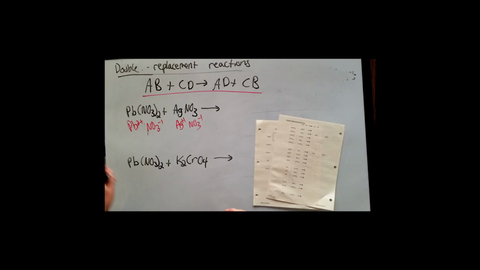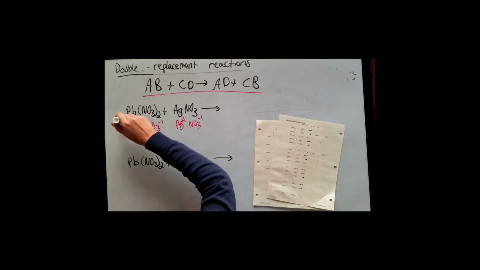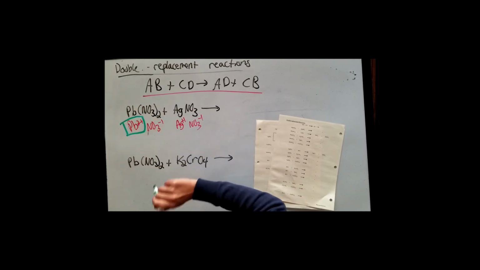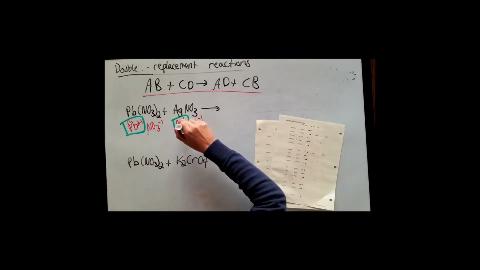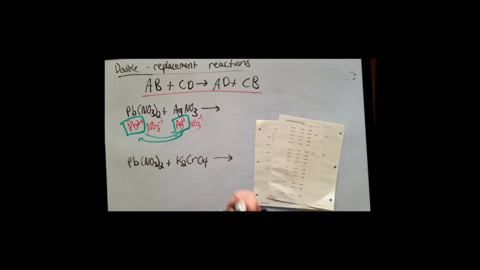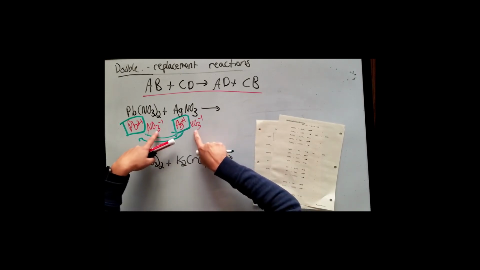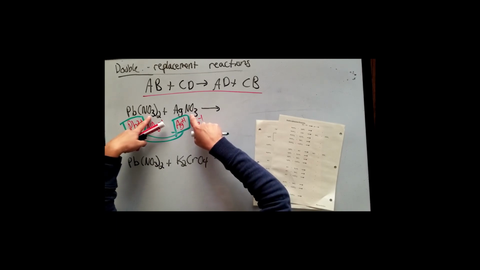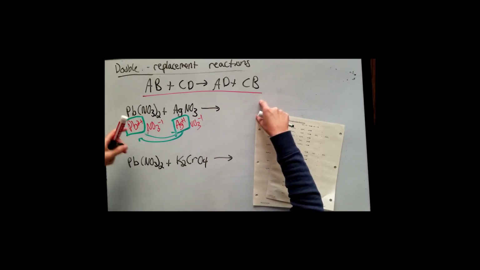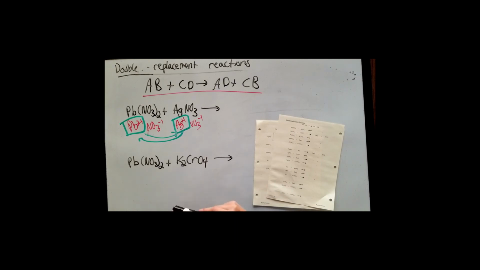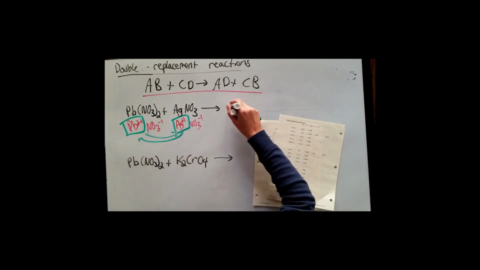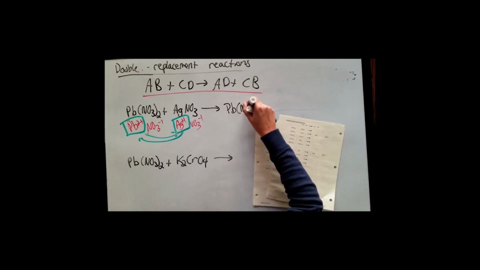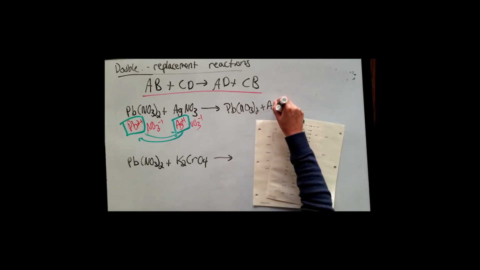So when we switch partners, what's going to happen is the cation, the positively charged ion, is going to switch with the other positively charged ion. So they're switching places. Now notice for this particular one, the anion portion, the negative ion, is NO3 in both cases. So when they switch partners, since the anion is the same, the products are going to be exactly the same as the reactants. So reacting lead 2 nitrate with silver nitrate gives you lead 2 nitrate and silver nitrate.